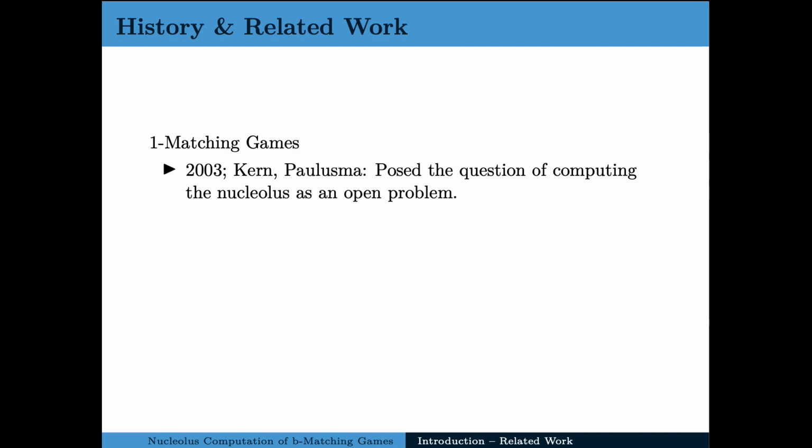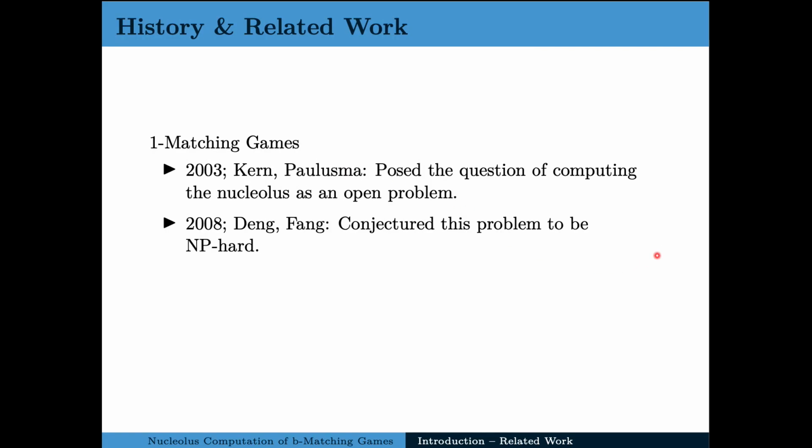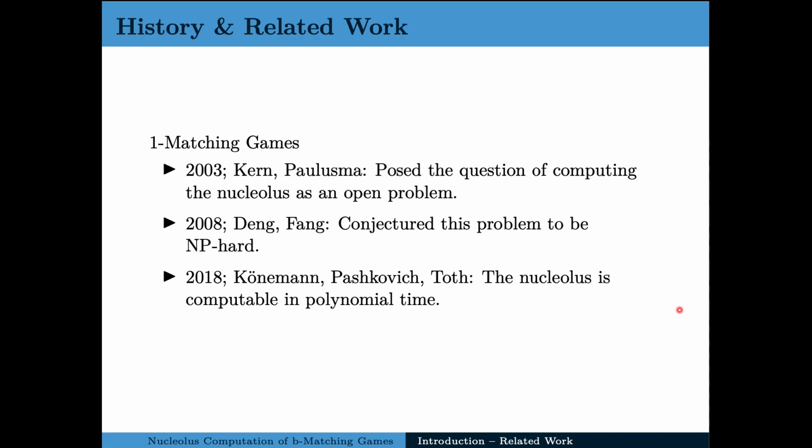Before we delve into the details of our proofs, let's talk about the related work, beginning with 1-matching games, otherwise known as matching games. In 2003, Kern and Paulusma posed the question of computing the nucleolus as an open problem. In 2008, Deng and Fang conjectured this problem to be NP-hard. Ten years later, my co-authors as well as Konstantin Pashkovich showed that actually we can compute the nucleolus efficiently and disproved the conjecture.